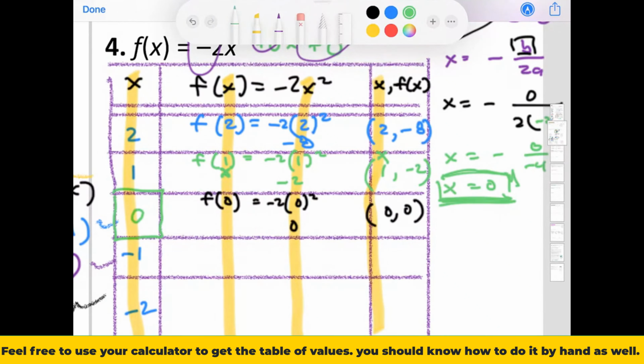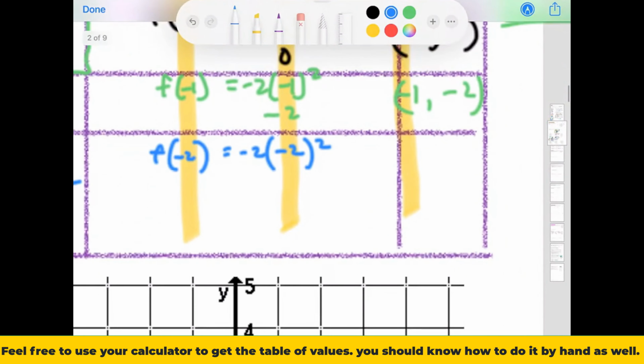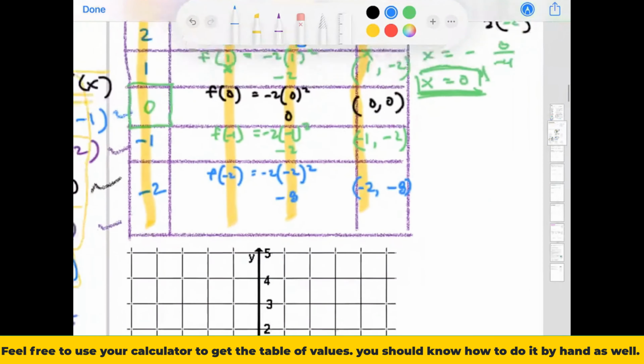And we're going to put in a negative 1 here for every x value. Negative 1 times negative 1 is positive 1. 1 times negative 2 is negative 2. Remember, don't have any shame. Use your calculator. So I have negative 1, negative 2. And then the last one in blue here, I have f of negative 2. This is going to be negative 2 times negative 2 is 4. 4 times negative 2 is negative 8. So I have negative 2, negative 8.